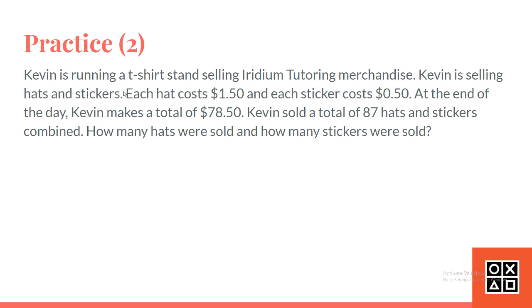Now, moving on to the second problem, this question states, Kevin is running a t-shirt stand selling Iridium Tutoring merchandise. Kevin is selling hats and stickers. Each hat costs $1.50 and each sticker costs 50 cents. At the end of the day, Kevin makes a total of $78.50. Kevin sold a total of 87 hats and stickers combined. How many hats were sold and how many stickers were sold?